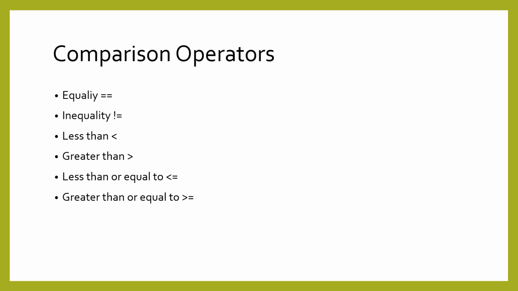Often, we want to know about the relationship between two numbers. For this, we use the comparison operators. Each of these operators takes two numbers and returns either true or false.